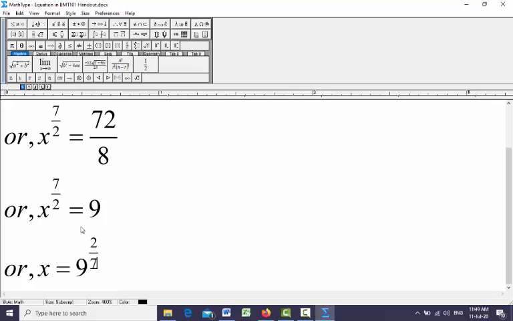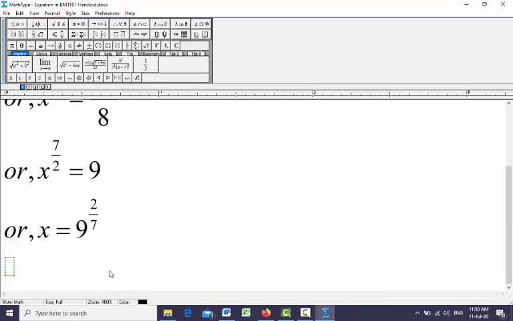I'm saying again, here we had power 7 by 2. If we move this power from left hand side to right hand side, power will move as power, but it will be reversed. 7 was in the numerator, 7 moved to the denominator, 2 was in the denominator, 2 moved to the numerator. So it has reversed. You can keep it this way. That's the answer, the solution of x.